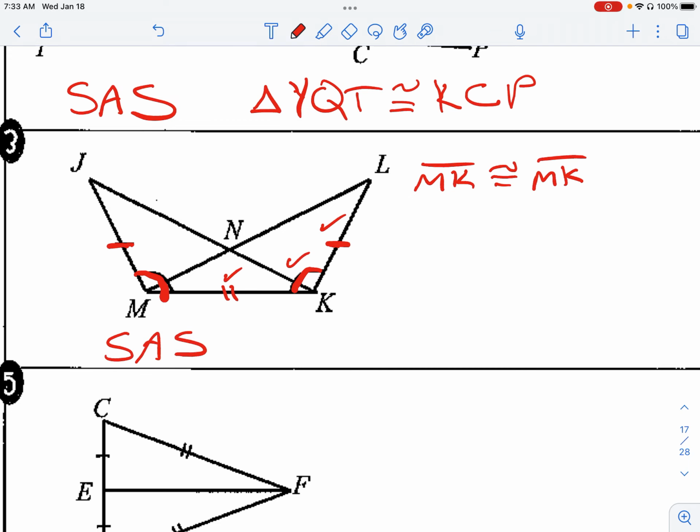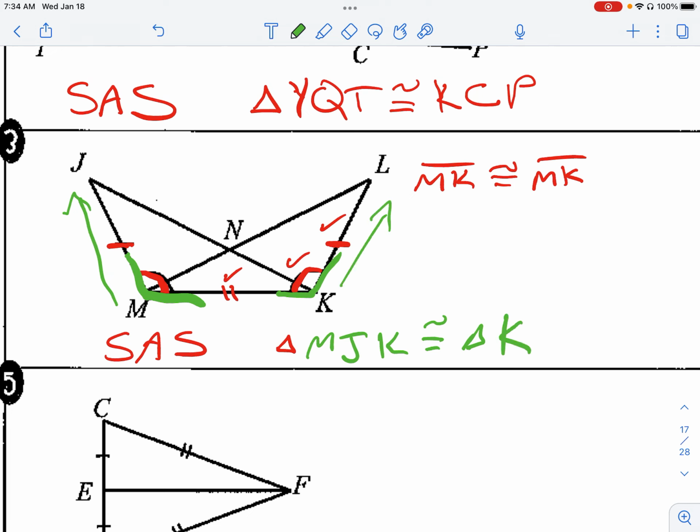And how would we label this? Well, triangle, we know that this angle and this angle are congruent. So we can start here and go this way along our congruent side. So we have triangle MJK is congruent to triangle KLM.